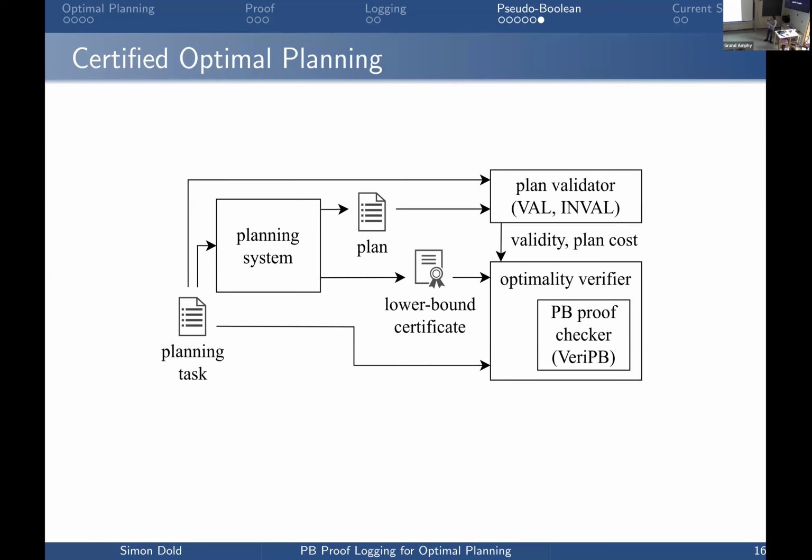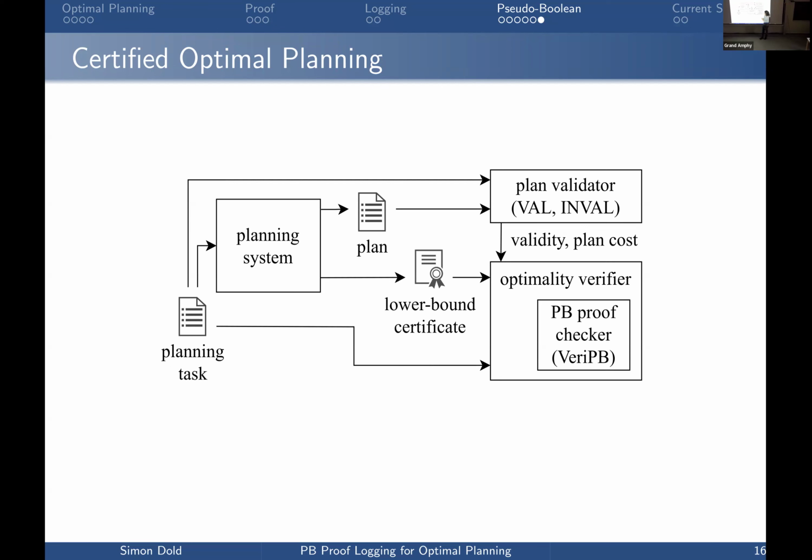And for the overall pipeline, you would have the planning task that you're trying to solve, and you put it into your planning system. And what's happening so far is that a planning system finds a plan, if one exists, and then this plan is validated that it actually is a plan and not some sequence of actions that wouldn't work out. But this wouldn't show me optimality.